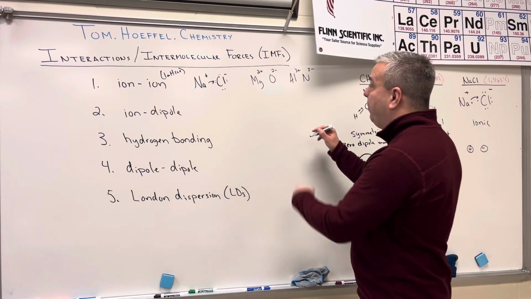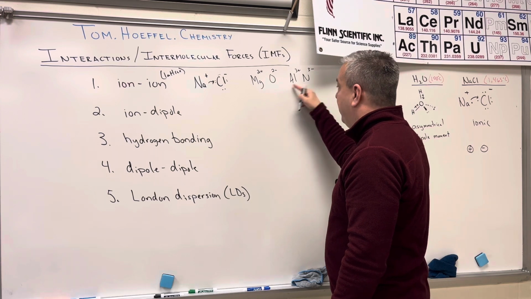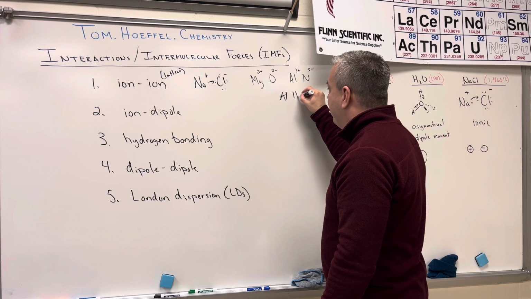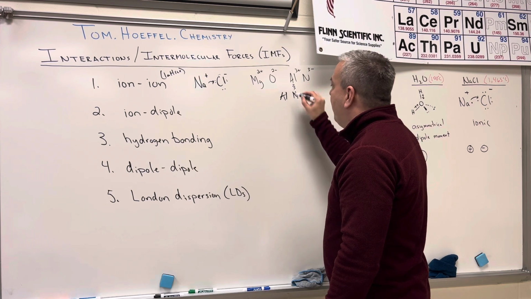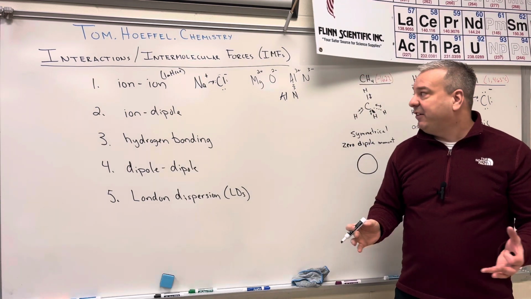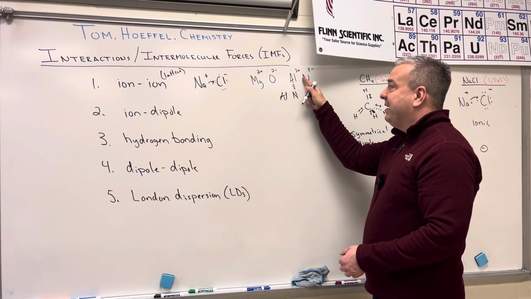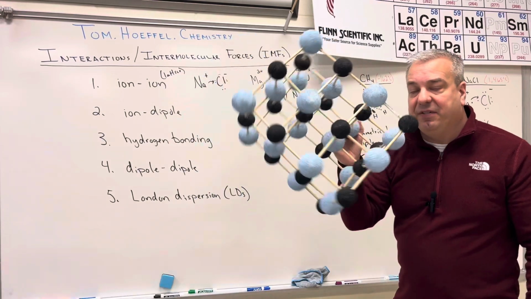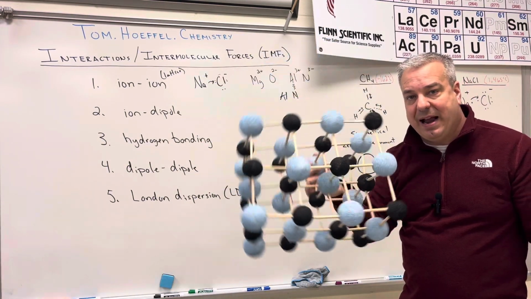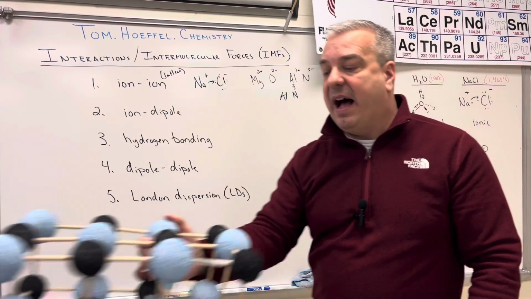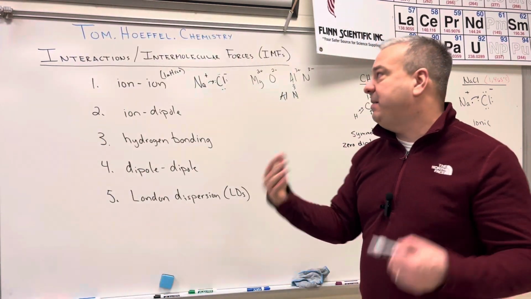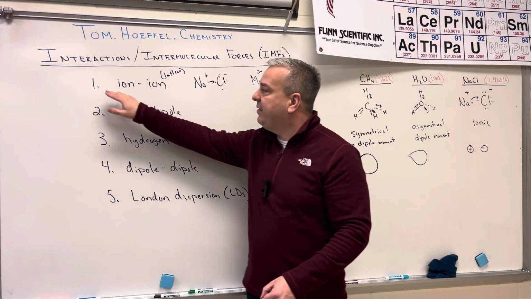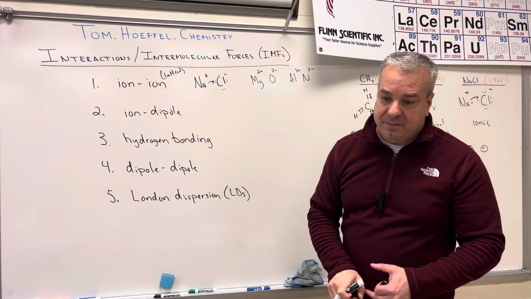So if I have a whole bunch of aluminum nitrides here, I'm going to try to offset it here. This is what we would call an ion-ion interaction. So it's not just bonded here, but it's going to be bonded here, and it's going to create some type of lattice that looks similar to what I have in my hand. So ion-ion interaction is going to be the highest type of interaction that we have, and that's why we have it listed as number 1.